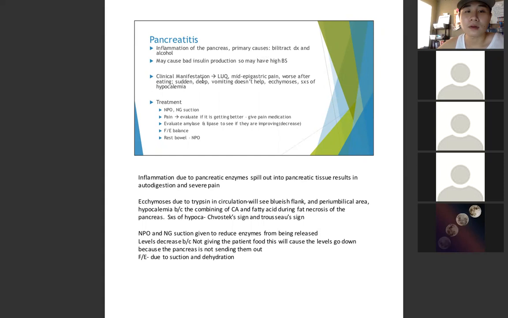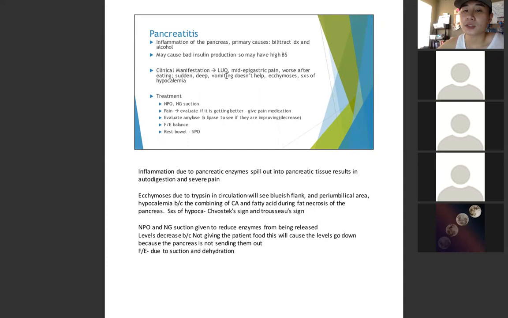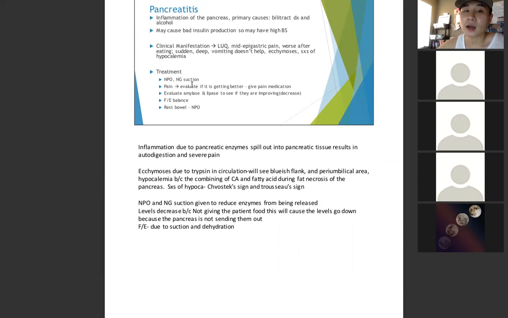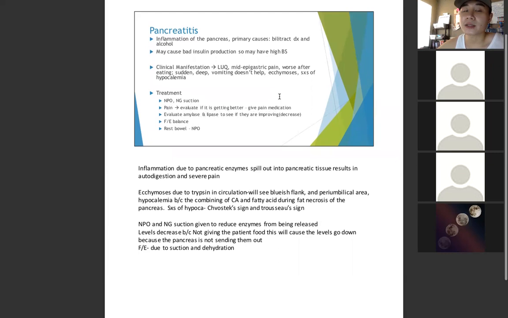Clinical manifestation is left upper quadrant, mid-epigastric pain, worse after eating, sudden deep vomiting, and the patient tries to vomit and it doesn't help. Ecchymosis, sign and symptom of hypocalcemia. Treatment includes NPO, NG suction, pain medication, and evaluating if it is getting better. Evaluate amylase and lipase to see if they are improving, because the pancreas secretes amylase and lipase enzymes. So we look at the labs to see if they are decreasing, which means they are improving.